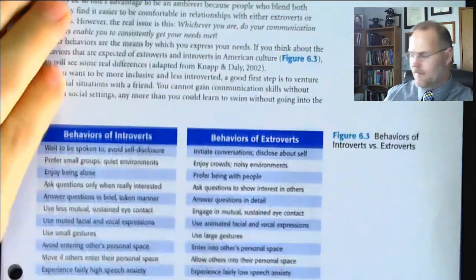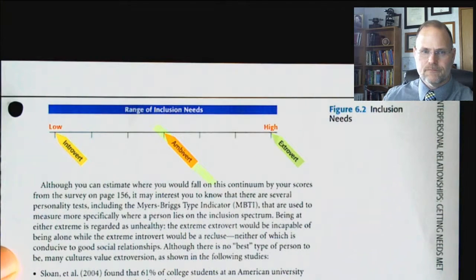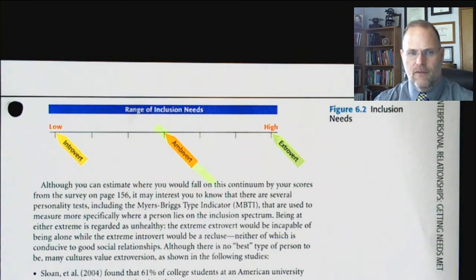Now, while we're talking about the degree of inclusion, let's look at this as a sliding scale. On the low end of inclusion needs, someone who doesn't need to feel included a lot is the introvert, and on the high end is the extrovert. In between is where most of us land. We are ambiverts. That is, in some situations we're introverted, in some situations we're extroverted. That's more or less where most of us would really land.